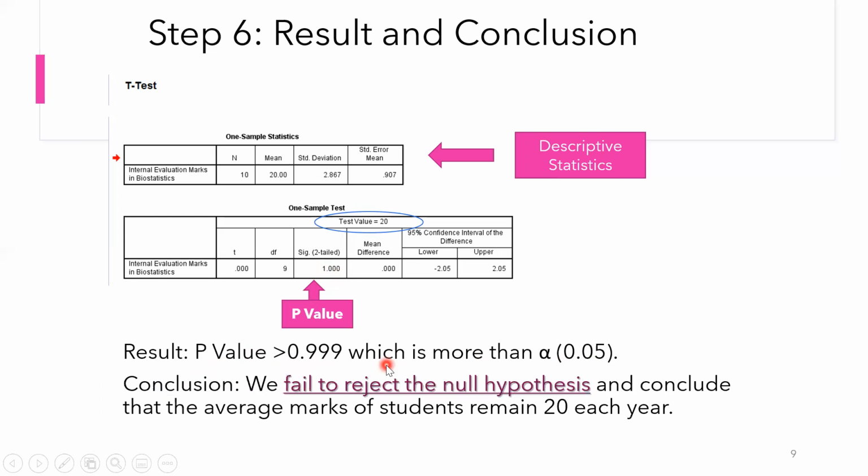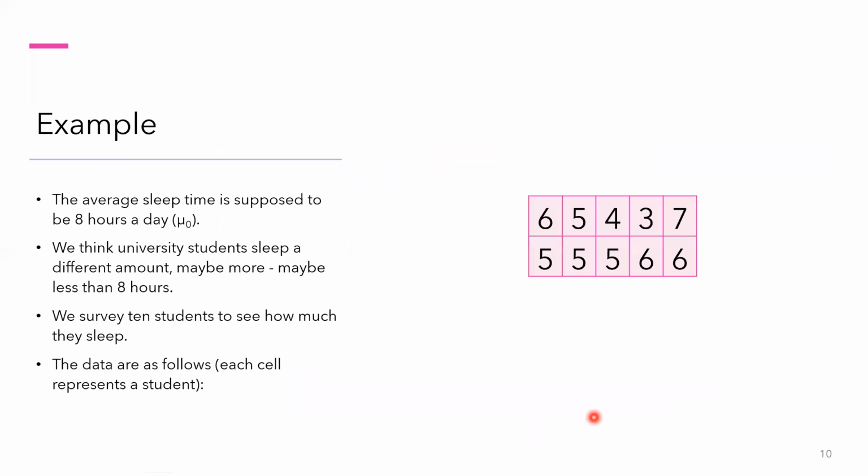So we have to reject the null hypothesis if the p-value is less than or equal to alpha. But this time we obtained the inverse, that the p-value is more than alpha. So we fail to reject the null hypothesis and conclude that the average marks of students remain 20 each year. And this is the statement we have made so far based on the description in the result.